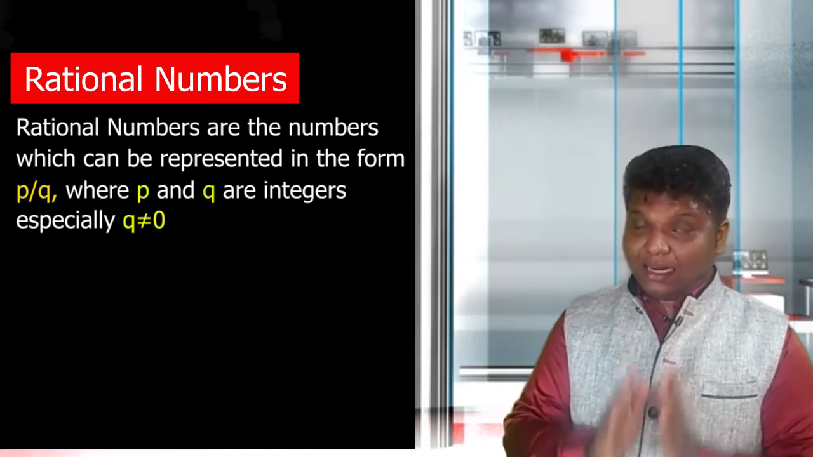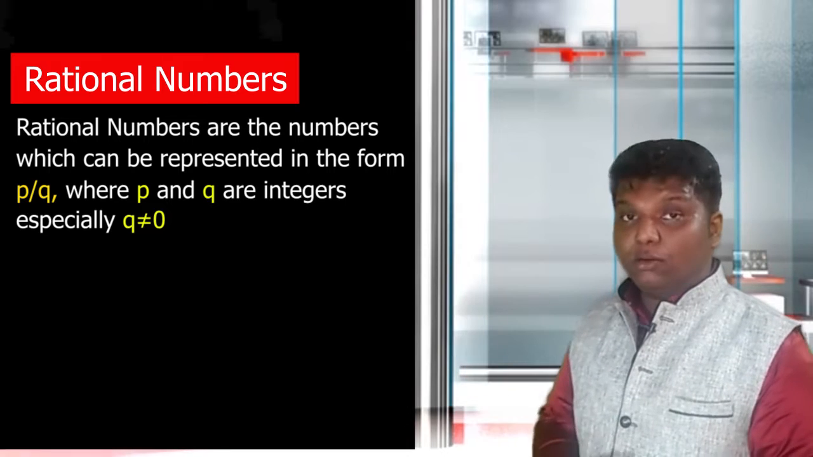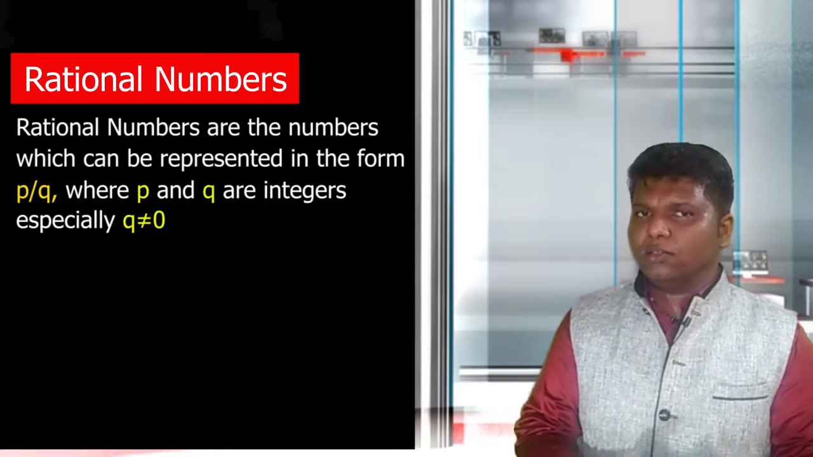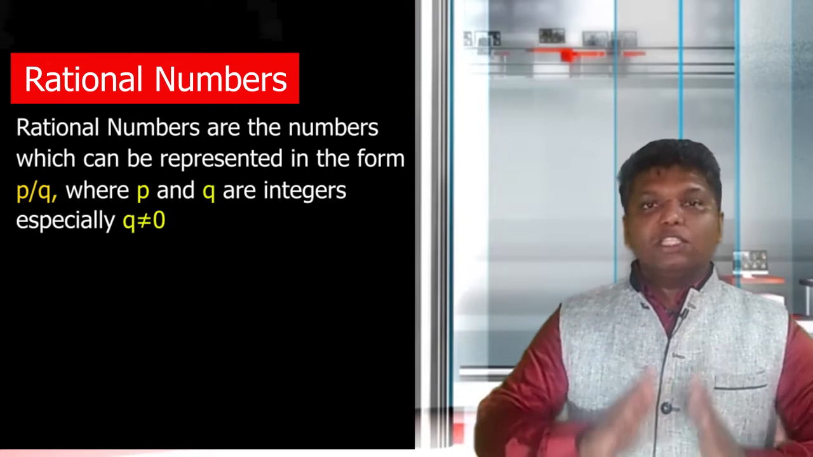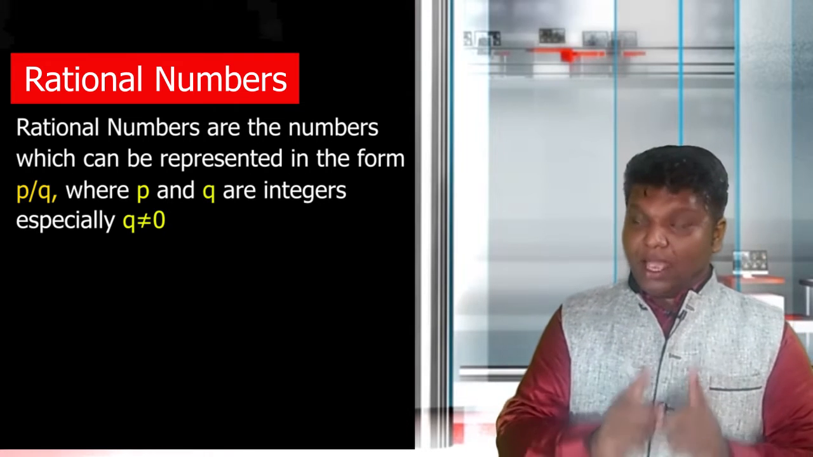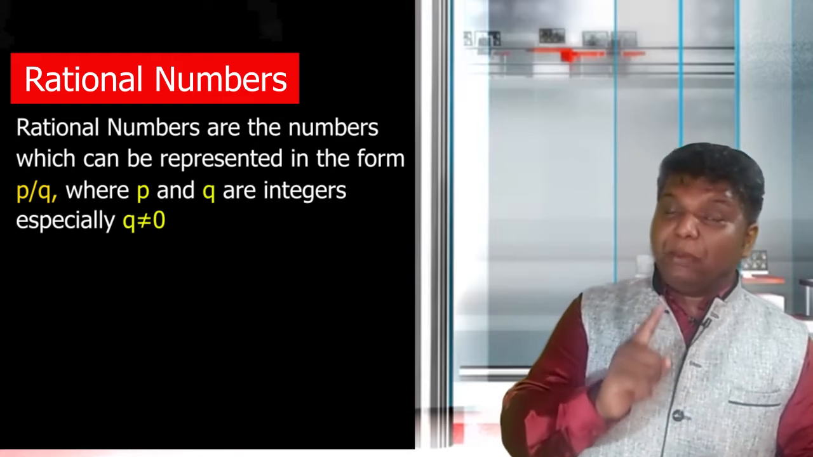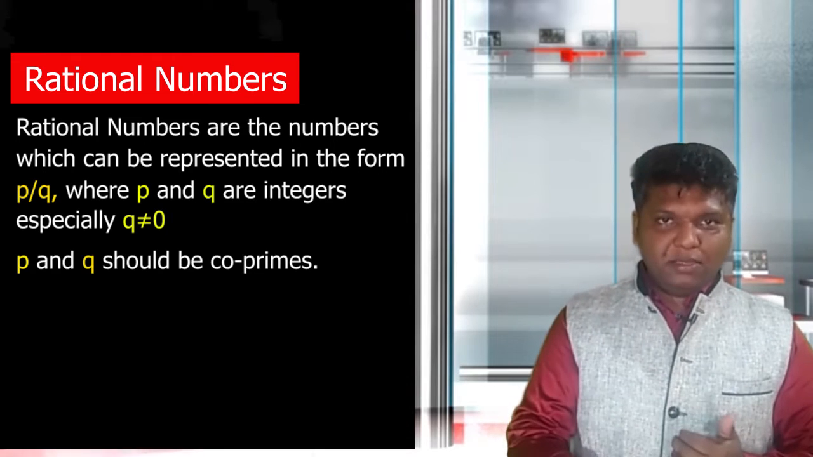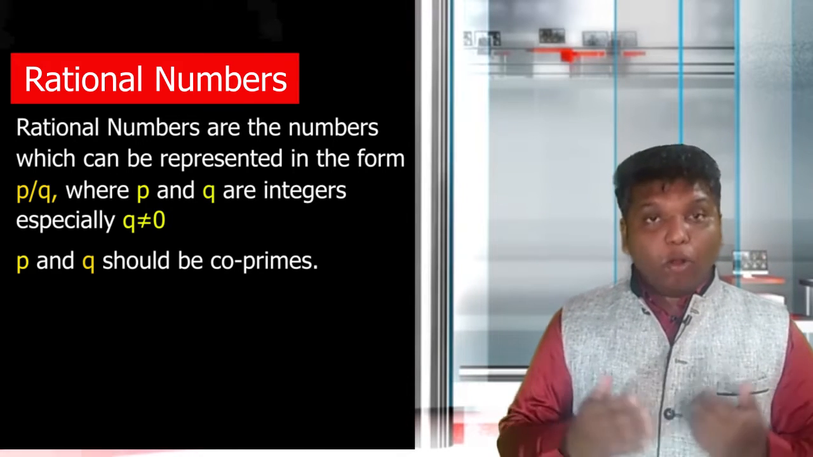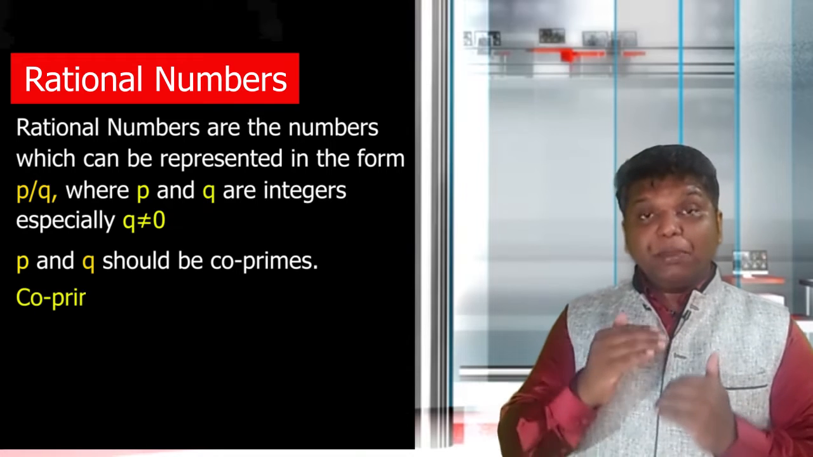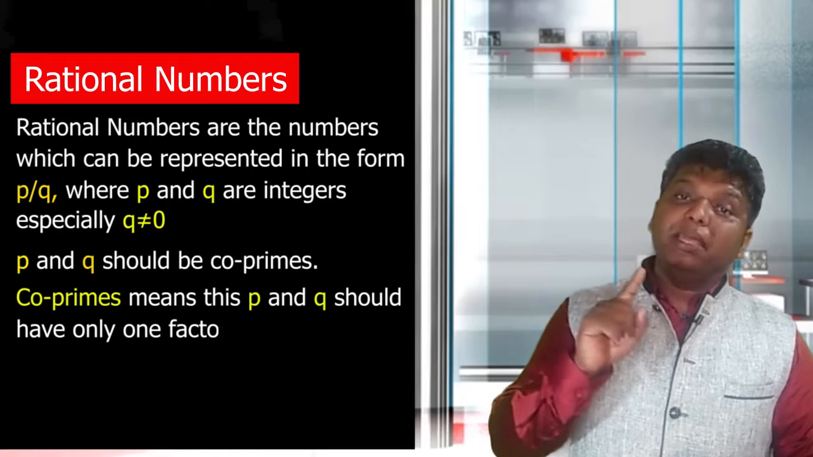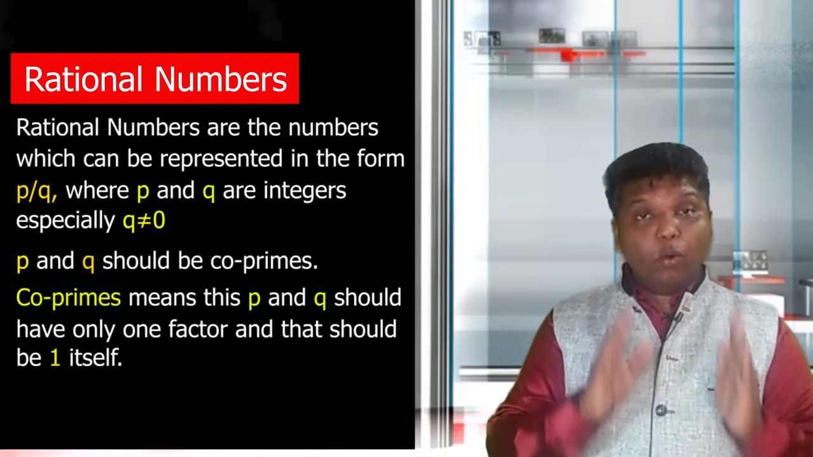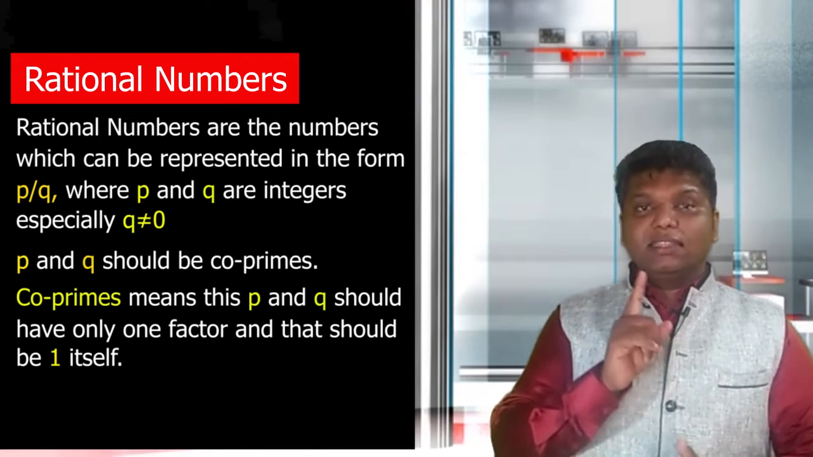That's why it is clearly said that q should not be equal to 0, and that should come into your mind: the denominator part should not be equal to 0. And one more thing is very important. This p and q should be coprimes. What does it mean by coprimes? Coprimes means p and q should have only one common factor, and that should be 1 itself.